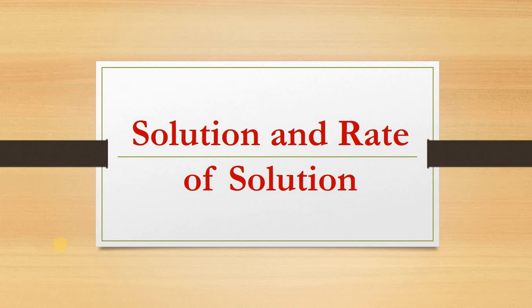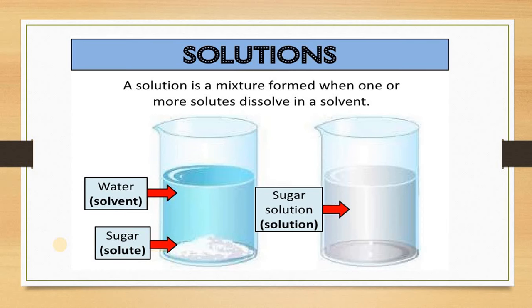So we're going to learn about the solution and rate of solution. Okay, kadar. So solution. So what's solution? So solution is a mixture formed when one or more solids dissolve in a solvent. So maksudnya bila kamu ada air, contohnya dengan kamu ada syrup, it's a solution. Or when you have water and salt, is a solution. Or when you have water and sugar, is a solution. So solution is a mixture formed when one or more solids dissolve in a solvent.